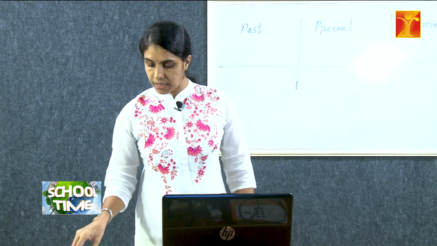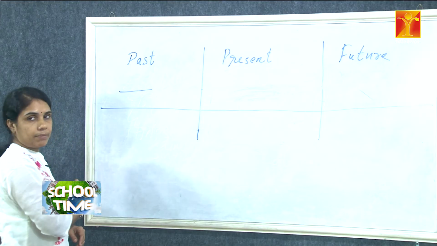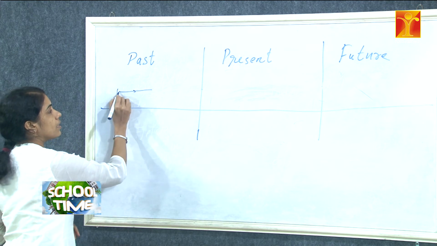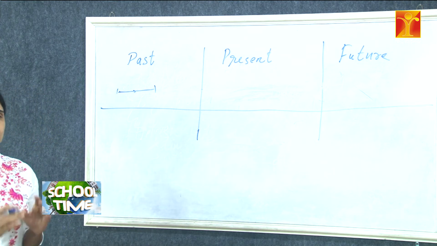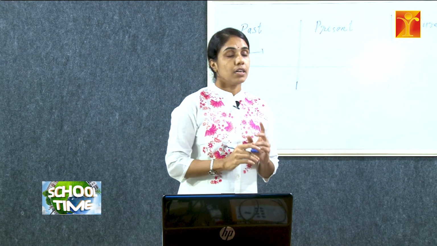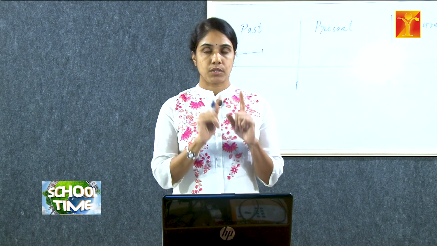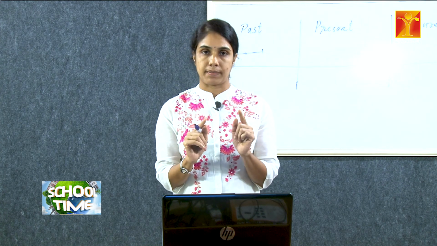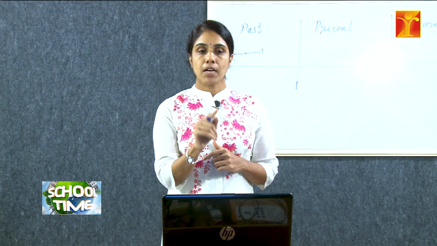An action that was continuing for some time in the past. It was continuing for some time, for a certain time in the past. Through this tense we express the action that was continuing for a certain time in the past. Clear? The form of this tense is was or were plus verb plus ing.